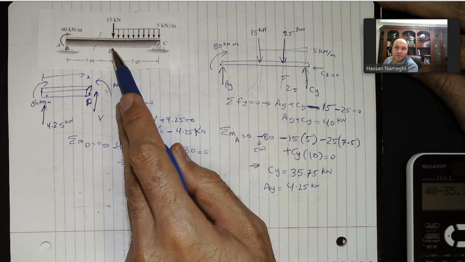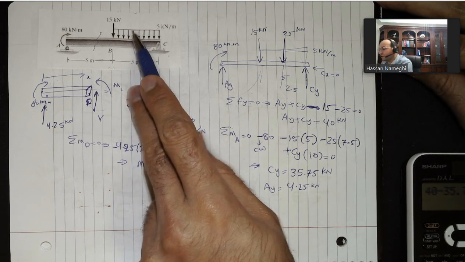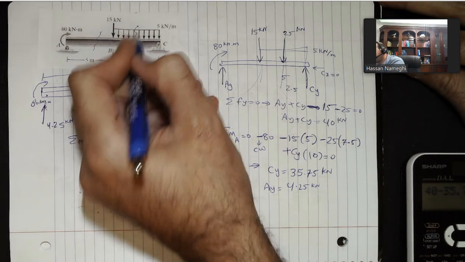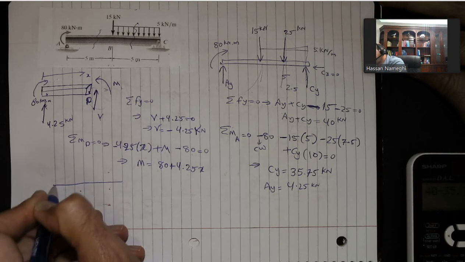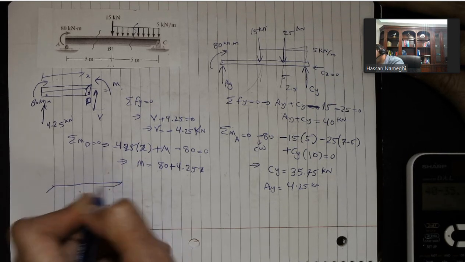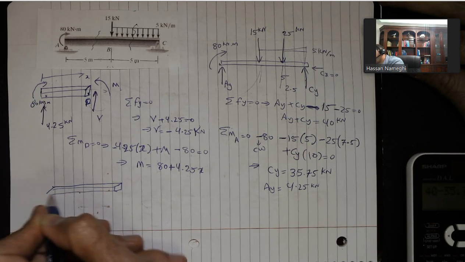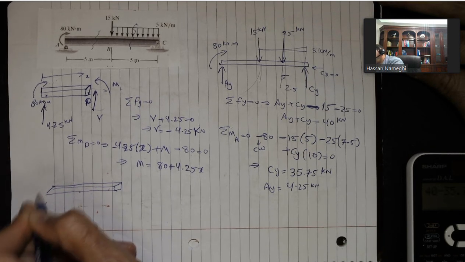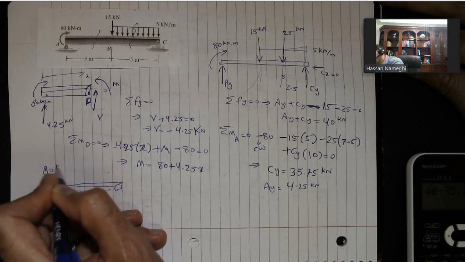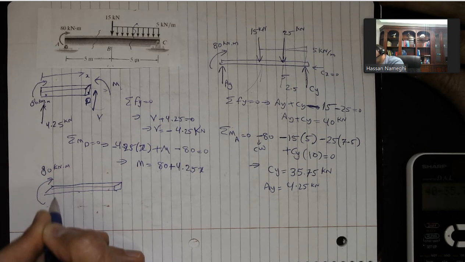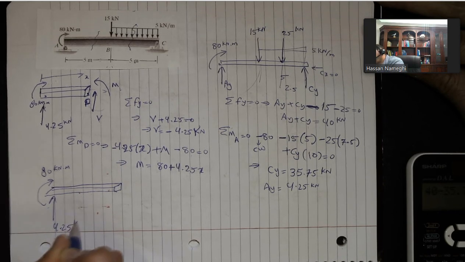The next cut that I do is after the 15 kilonewtons, somewhere in here. That will be my second cut. So if I do a cut at that location, I have something that looks like this. I got the 80 kilonewton here. That's the external moment, the force of 4.25 kilonewton.